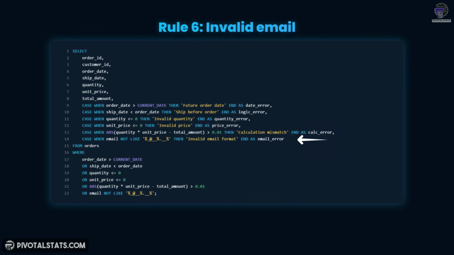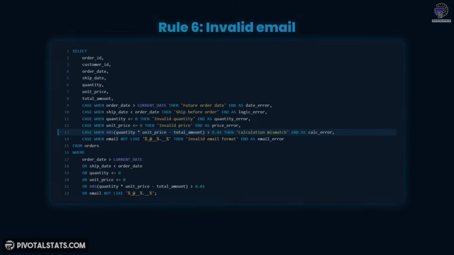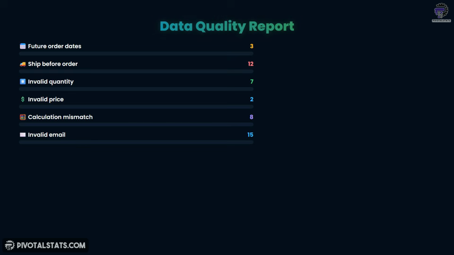Finally, the email format check using like. The pattern that you see here translates to: there must be at least 1 character before the @ sign, at least 2 characters for the domain name, a dot, and at least 2 characters for the top level domain. It's not a foolproof validator, but it catches the most common entry errors. The where clause at the bottom uses or to surface any records that fail at least one check. One query, comprehensive coverage.